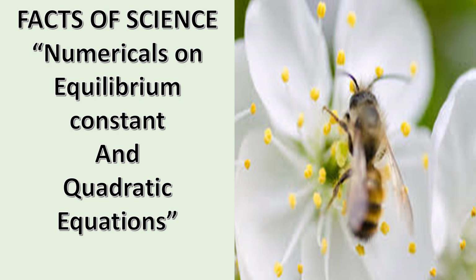Friends, in this video, I will tell you how we will solve the numericals on equilibrium constant. Equilibrium constant is a constant in those reactions that are reversible. Reversible means forward reaction and backward reaction is occurring. So at equilibrium, we can calculate equilibrium constant by equilibrium concentrations. And quadratic equation we will use for the formula of x.